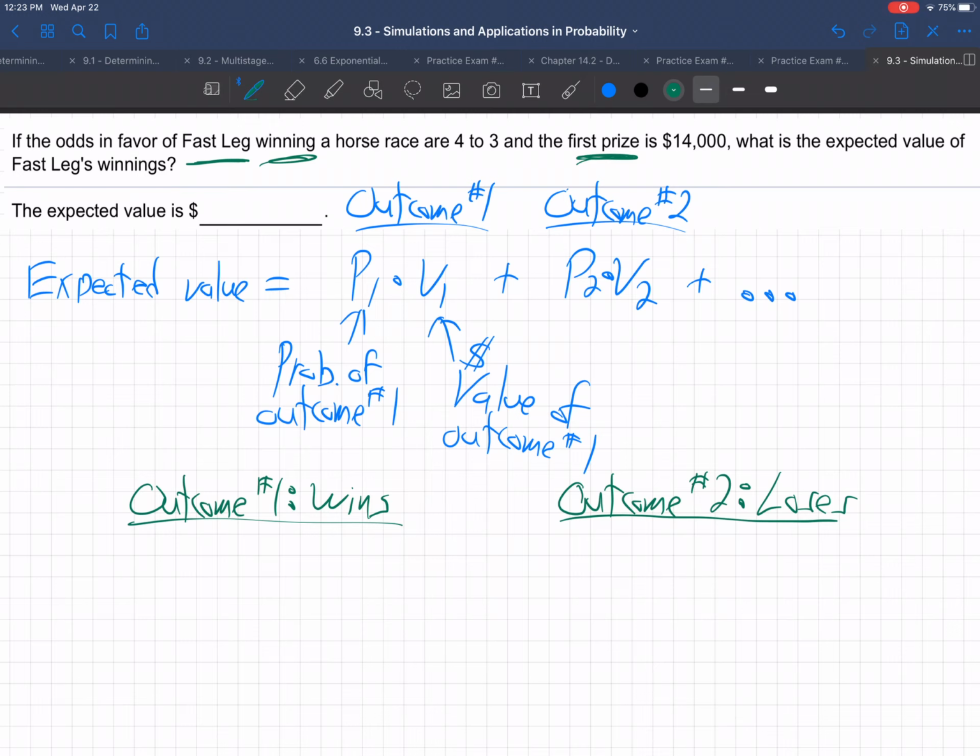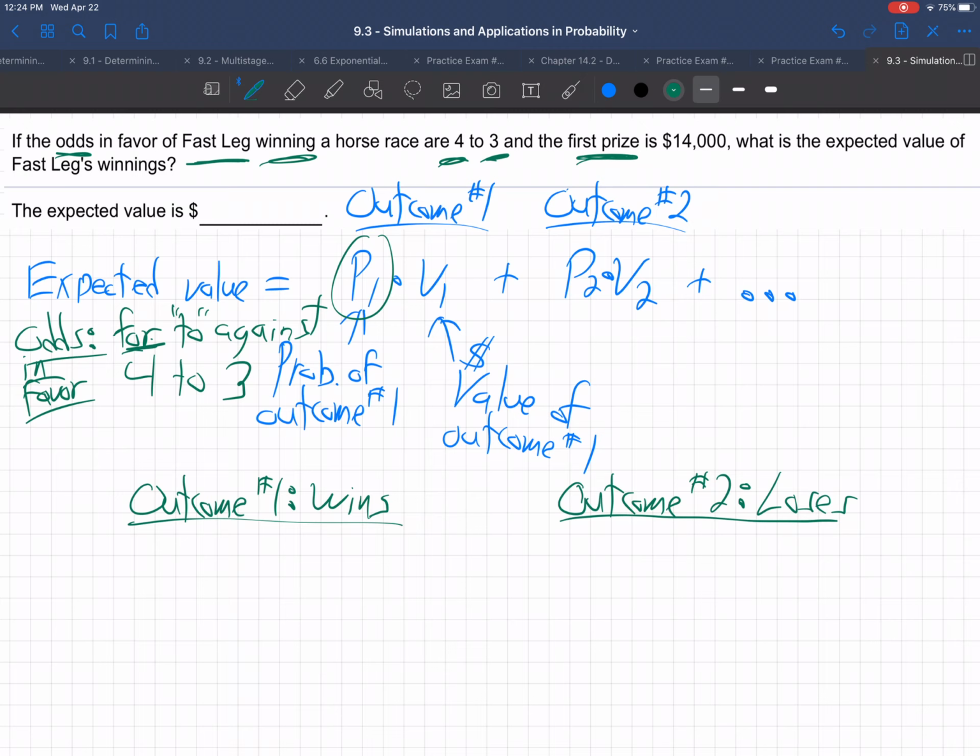So, okay, now we need the probability of Fast Leg winning. Well, they gave us odds. So remember, odds in favor are 4 for, 3 against. So they're telling us the odds are 4-3. So 4 for and 3 against, 4-3.